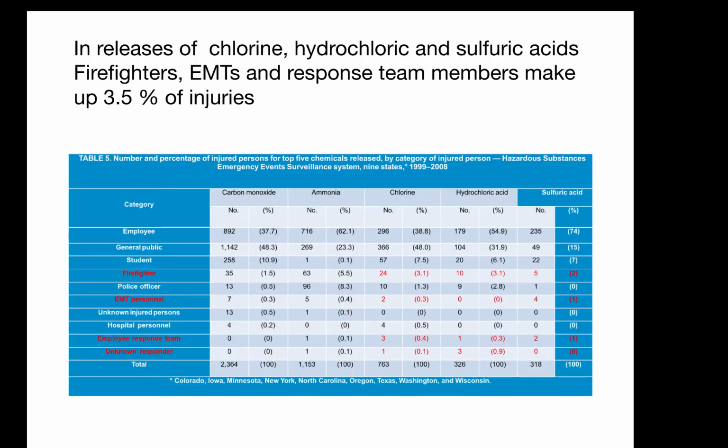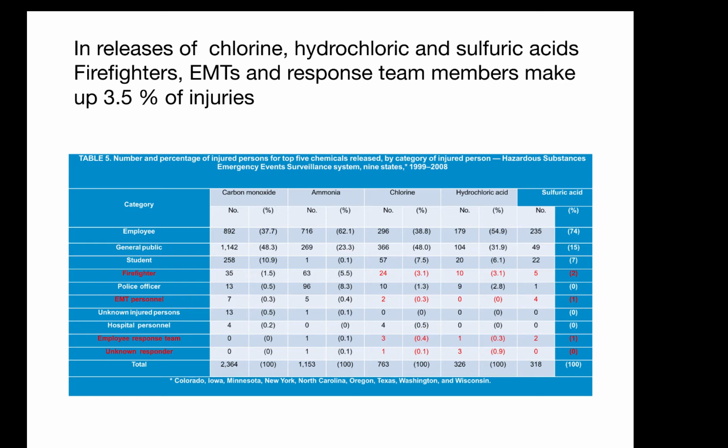So in a release of chlorine, hydrochloric, and sulfuric acids, firefighters, EMTs, and response team members, and you can also toss in personnel that might be responding, say, in an industrial setting, like an emergency squad or something like that, make up 3.5% of injuries. That may not seem like a very high percentage, but if you think about the frequency with which we see this sort of thing, it can be pretty high.